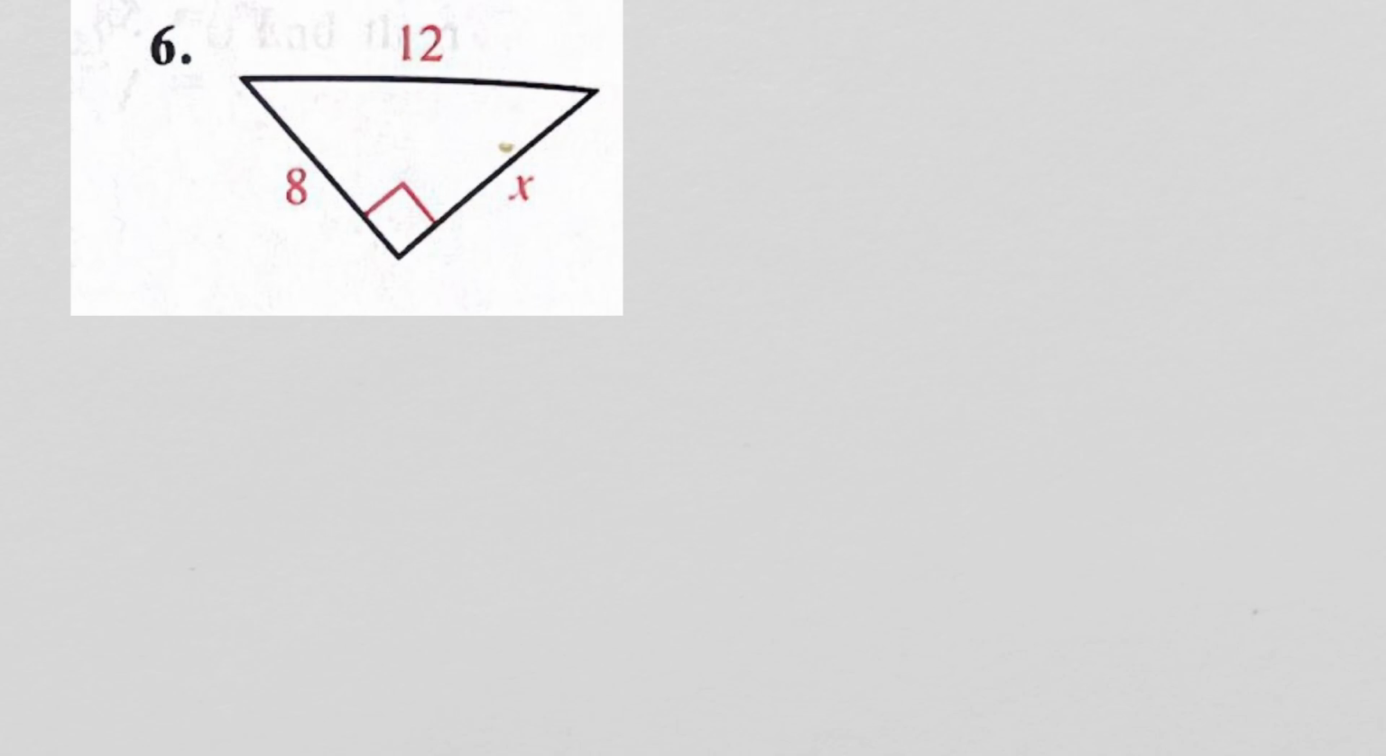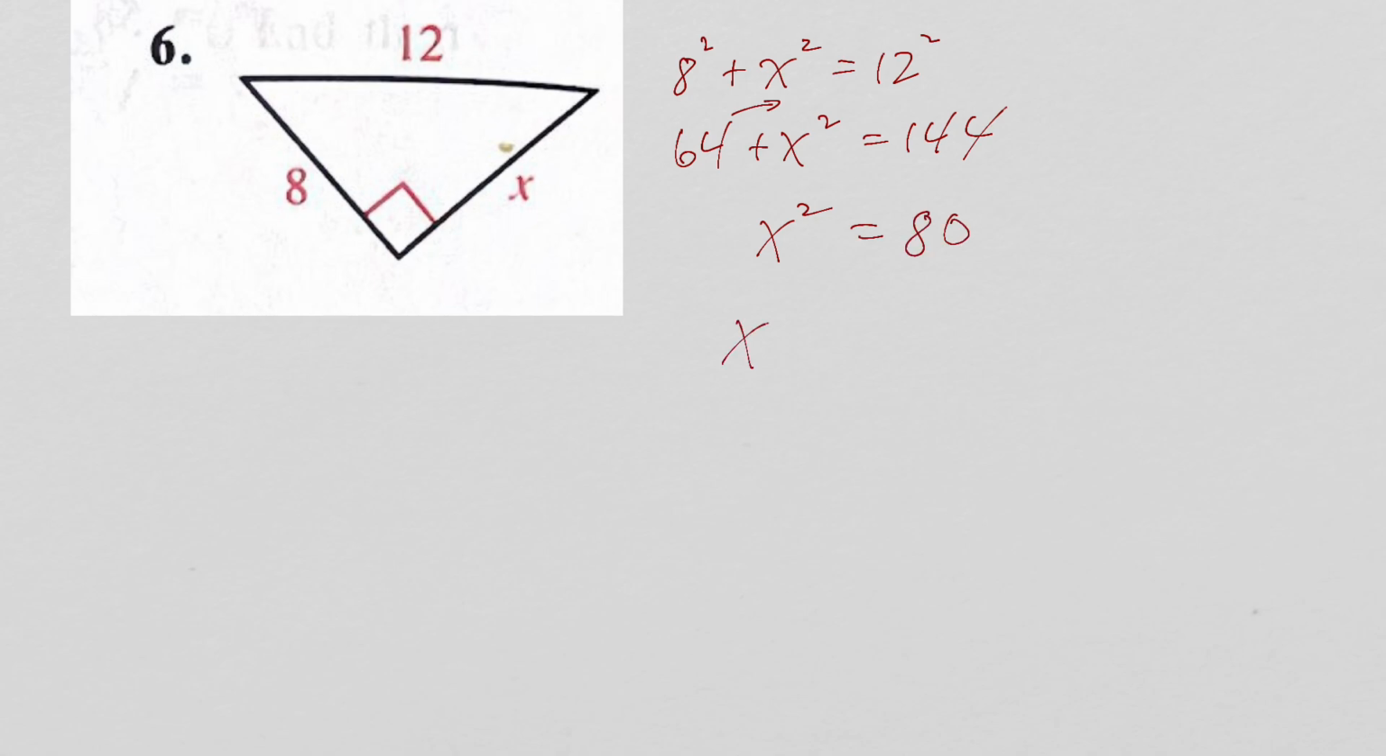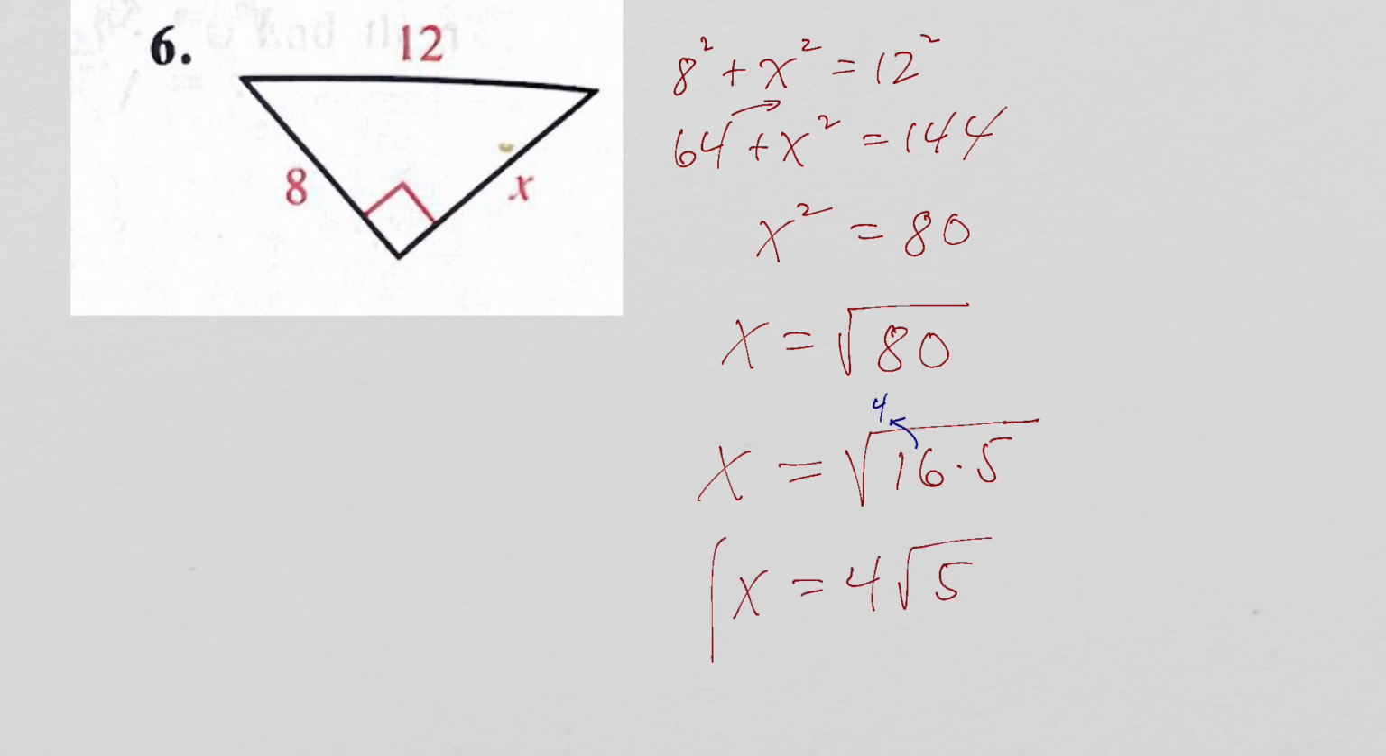Okay, that's our hypotenuse. So 8 squared plus x squared is equal to 12 squared. That becomes 144. So I'll bring this over by subtracting. And 144 minus 64 is 80. That means x is equal to the square root of 80. And 80 has a perfect square factor of 16 in it. And if you square root 16, you'll get 4. So x is equal to 4 root 5.